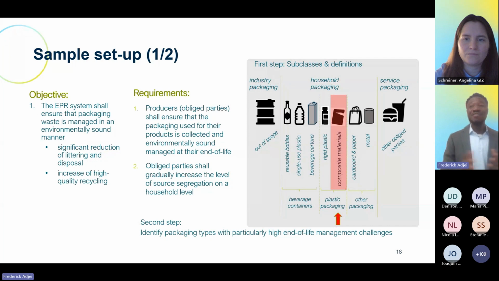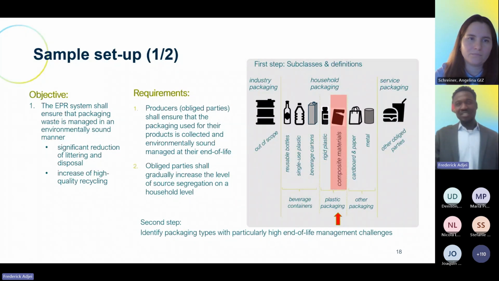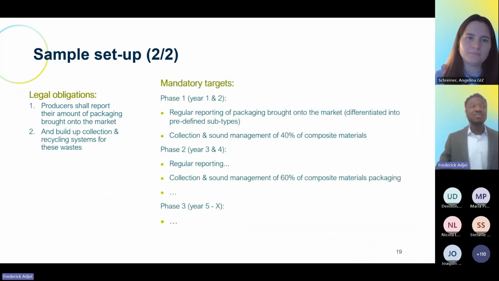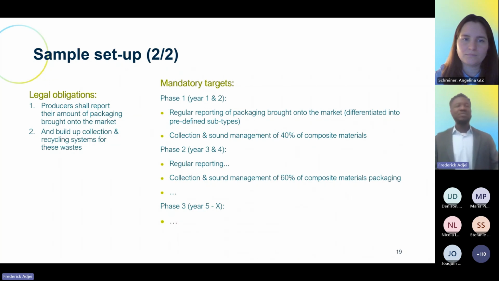Now remember, if we had endless resources, endless enforcement capacities, yes, we could tackle everything. But if we don't have that, we must be strategic. Another tool we can use is to think of a phased approach. Perhaps you can start your EPR in the first year, second year, with reporting obligations on all product packaging brought onto the market. Of course, differentiated into predefined subtypes. What is it, this kind of plastic, that kind of composite?